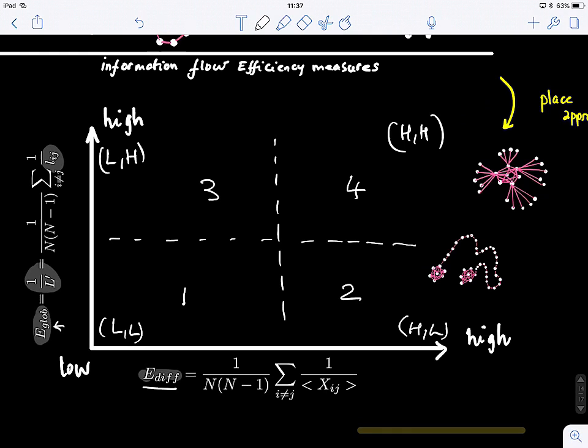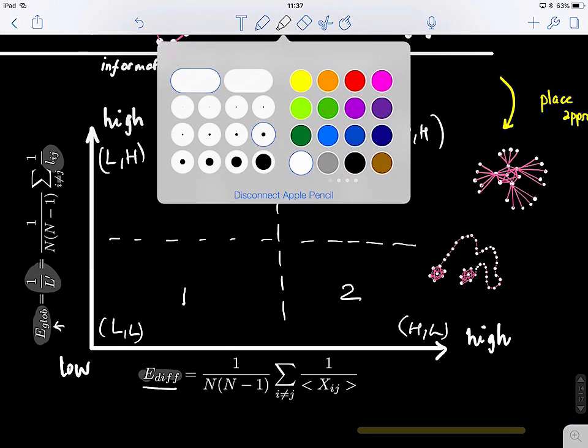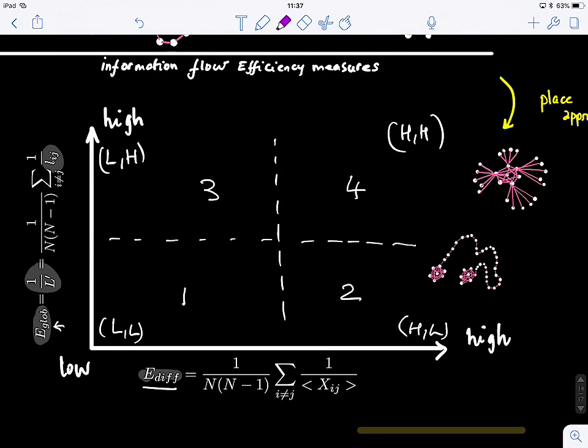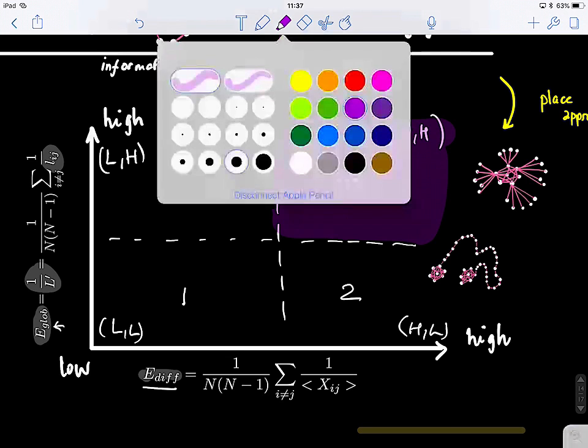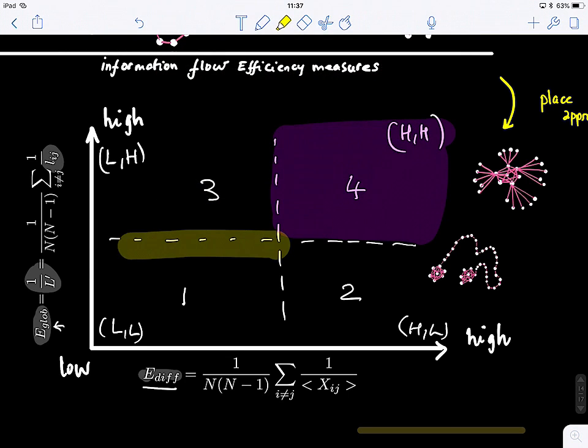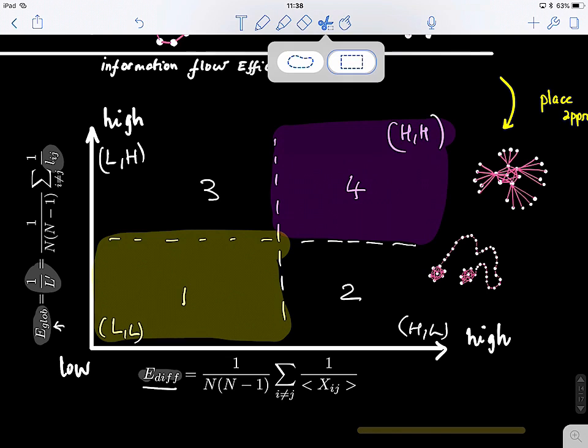So ideally, if you want to improve the efficiency, we want to have graphs in this quadrant. Maybe I use a different color. And the purple one, this one is the worst one. Okay, so, anyone?